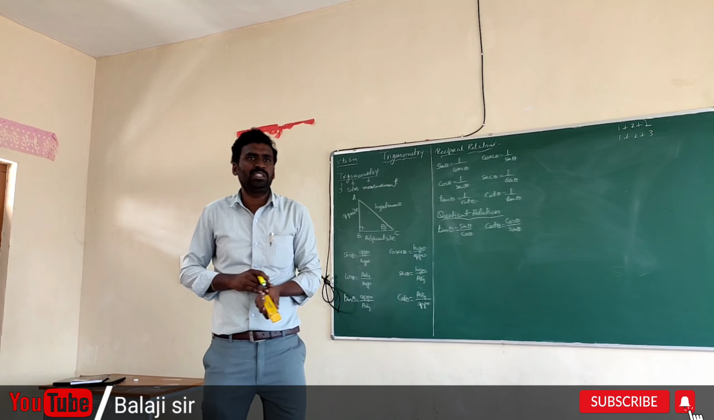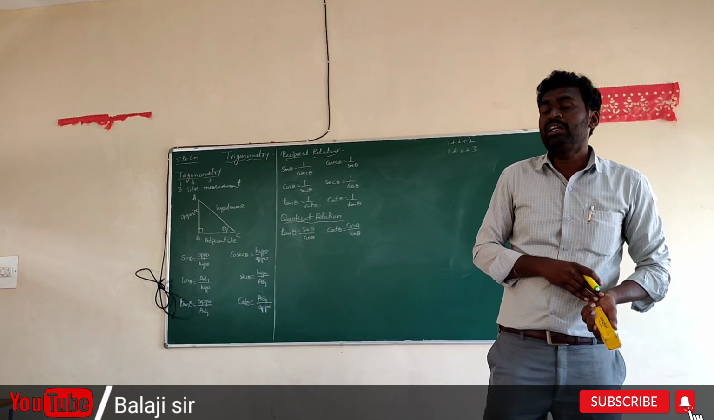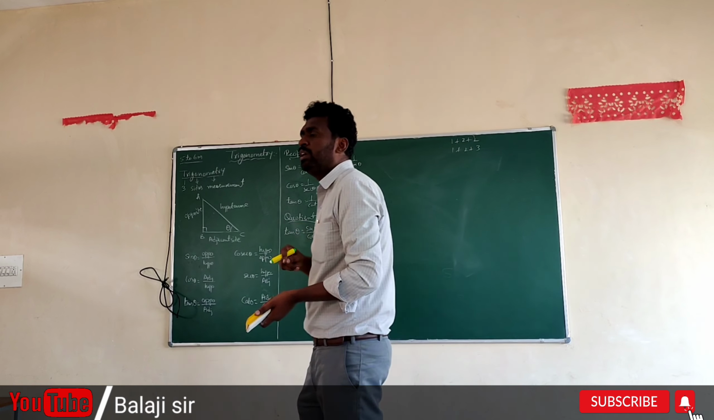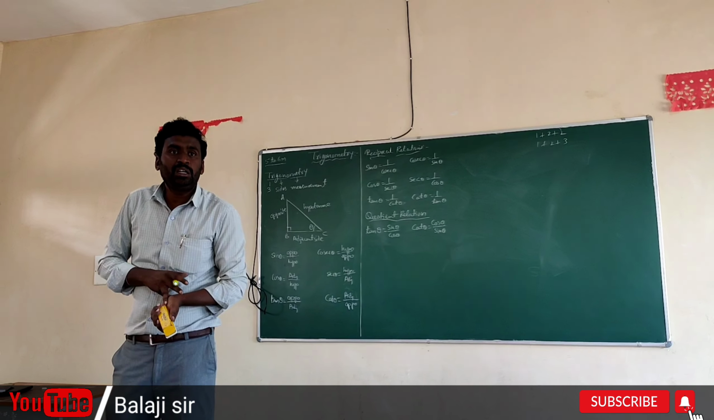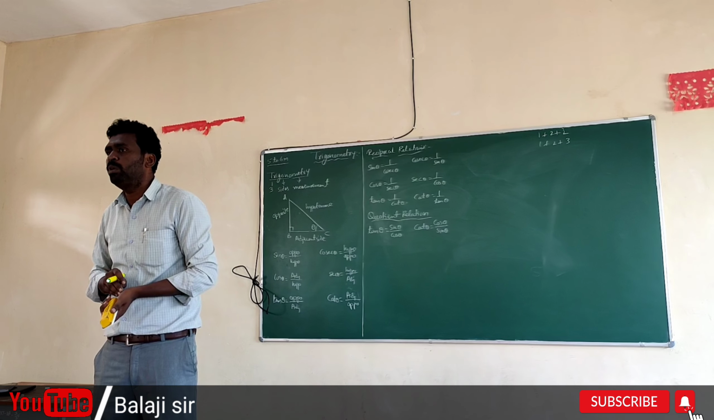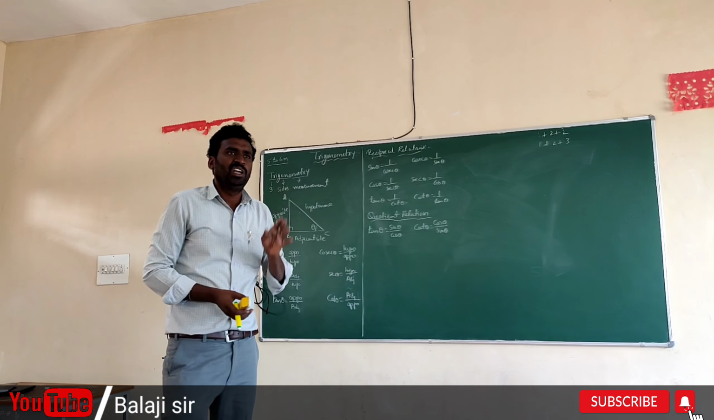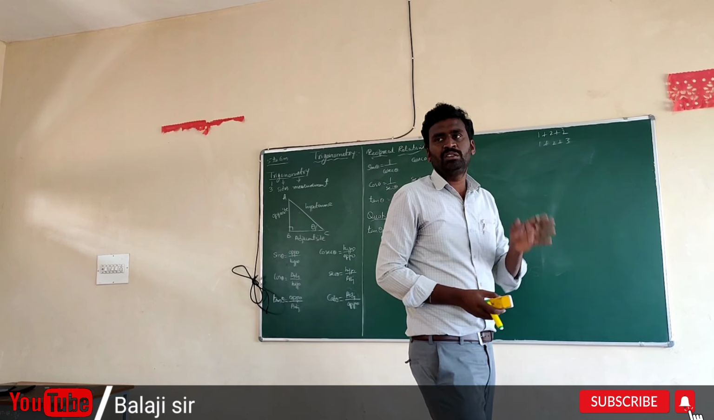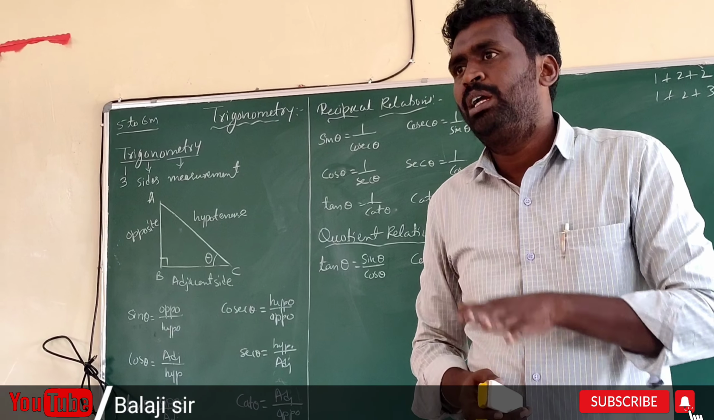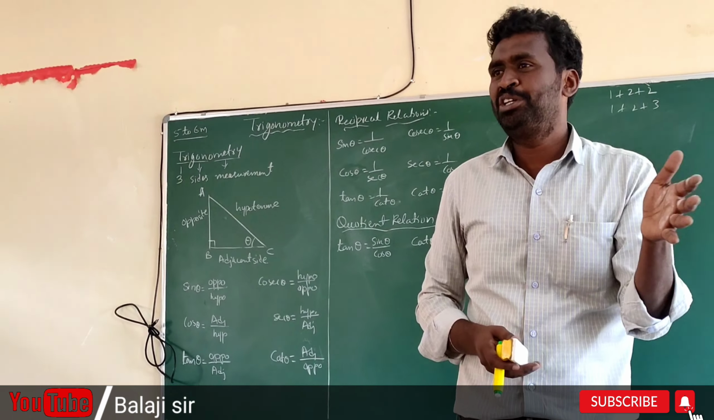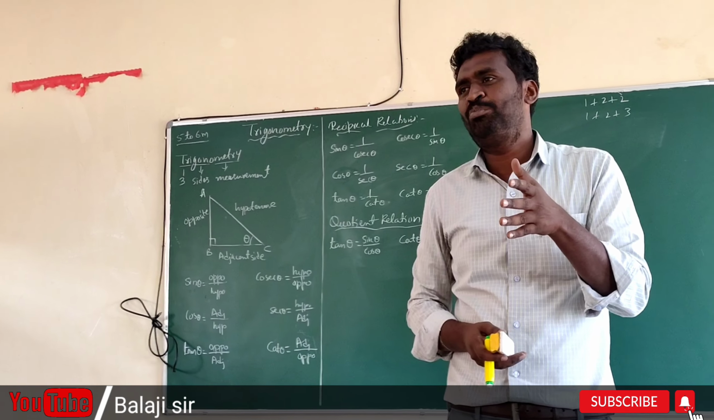The second exercise is related to standard angles. What are standard angles? You are going to learn 0 degree, 30 degree, 45 degree, 60 degree and 90 degree. Then we shall see how we relate them. If he asks questions there, it will be of 2 marks as well as 1 mark. The third part is complementary angles. There, if he asks from complementary angles, it will only be 1 mark, a direct question.